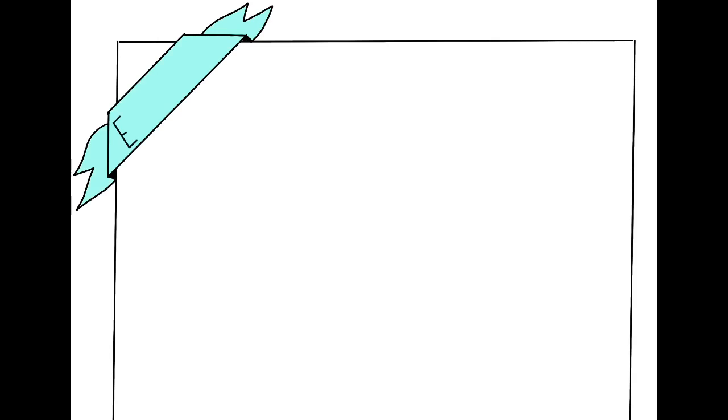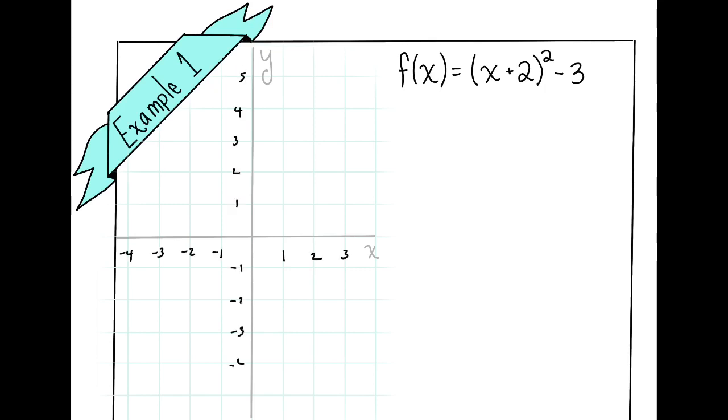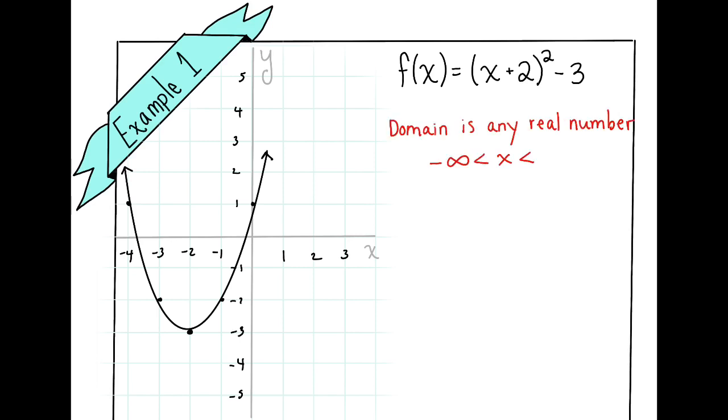So let's take a look at our first example. In this example, we have the function f of x equals (x plus 2) squared minus 3. Let's just go ahead and quickly graph this, and then we'll look at domain and range. Remember that domain is all the possible inputs. So you're looking at how far to the left and how far to the right does your graph go. In this example, this parabola is going to go to the left forever, and it's going to go to the right forever. So that's why we have from negative infinity less than x less than positive infinity.